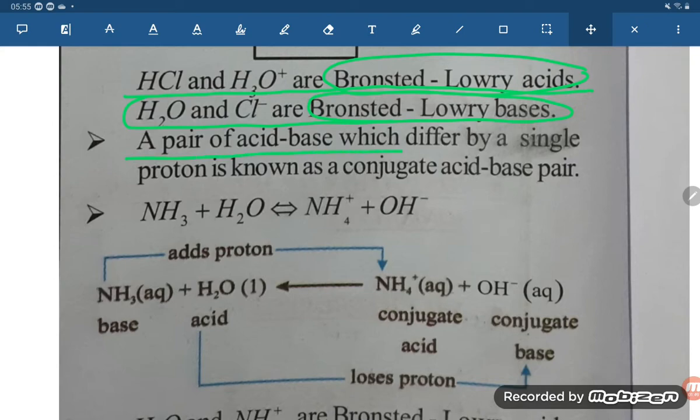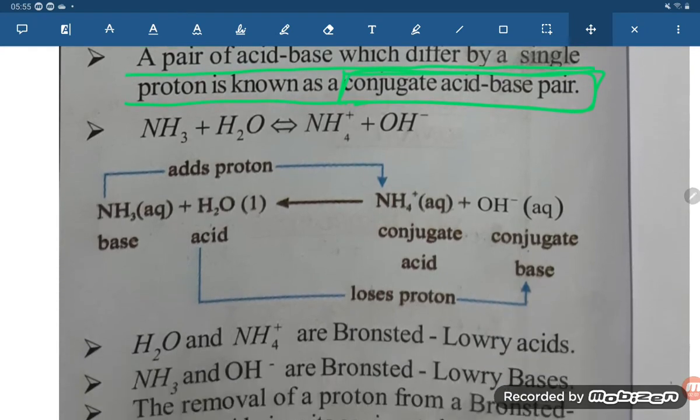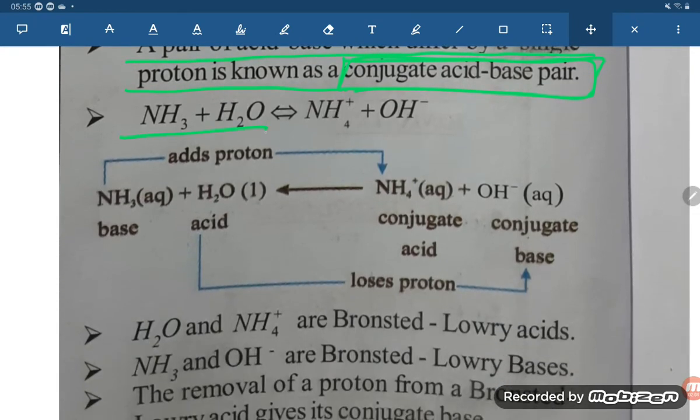A pair of acid and base which differ by a single proton is known as a conjugate acid base pair. So NH3 plus H2O gives NH4+ plus OH-. So they are the conjugate acid base pairs. NH3 adds a proton, so it is the base and this is the conjugate acid.